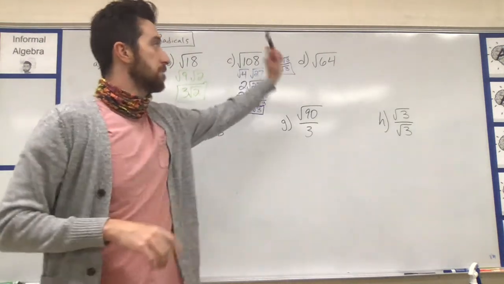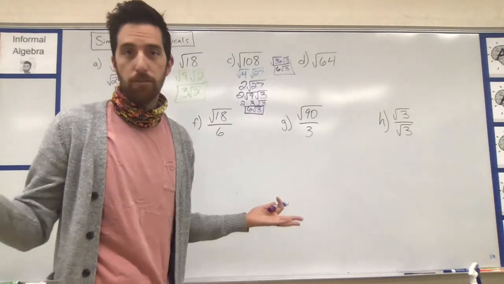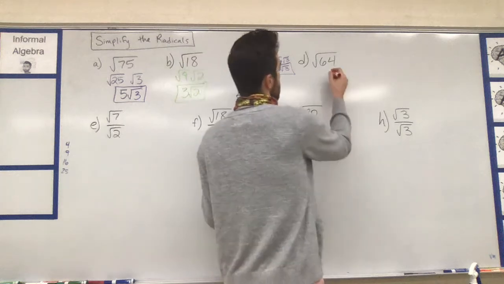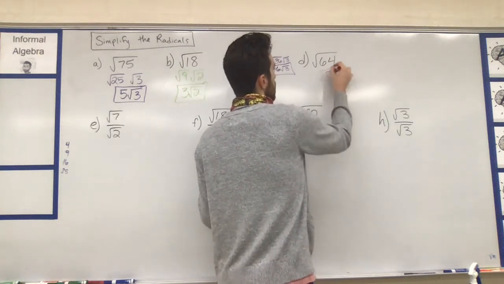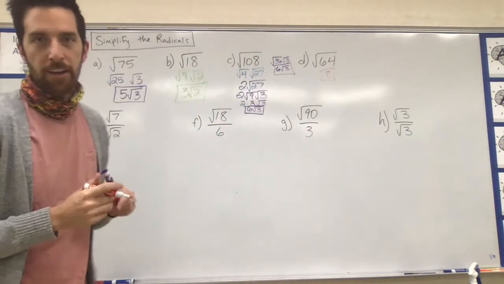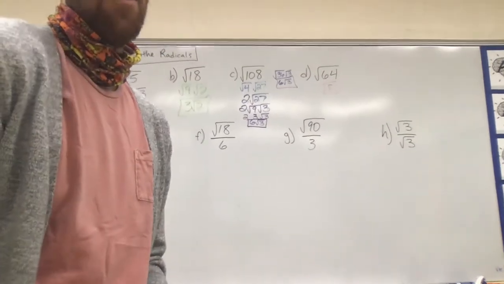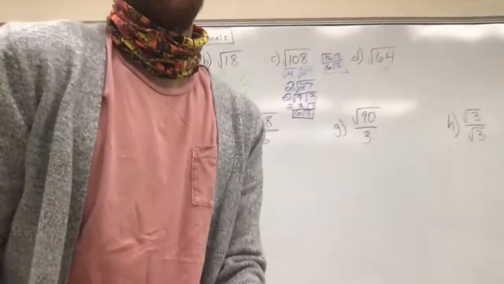All right, look at D, square root of 64. 64 is a perfect square. What's the square root of 64? 8. So that's it. Easy peasy, eh? Now let me scooch a little closer here, because I'm getting a wicked glare on there.